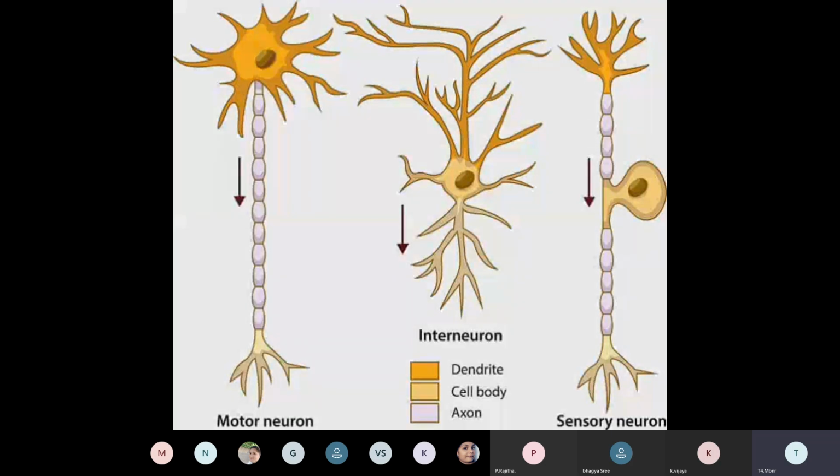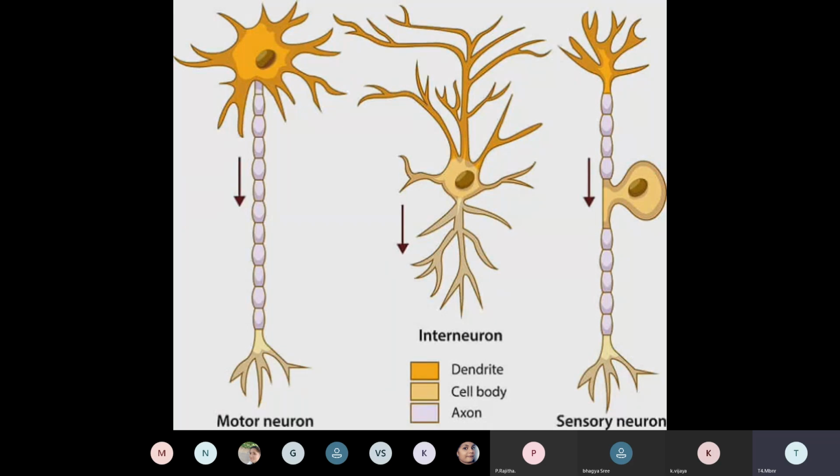Motor, interneuron, and sensory neurons. See here, sensory neuron, right side one. Sensory neurons will receive the stimulus or information. If you touch any hot plate, then this information the sensory neurons will receive, and they will send this information to the interneurons. These interneurons will send information to the brain, the central nervous system. It will send to the spinal cord through that central nervous system.